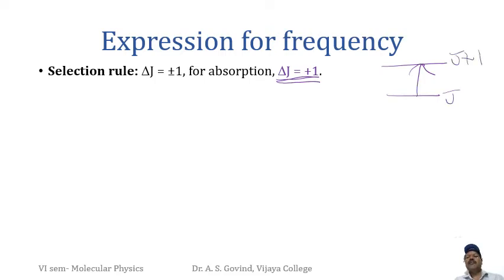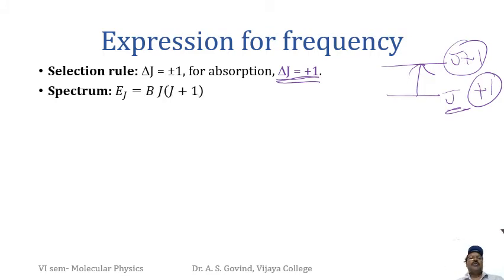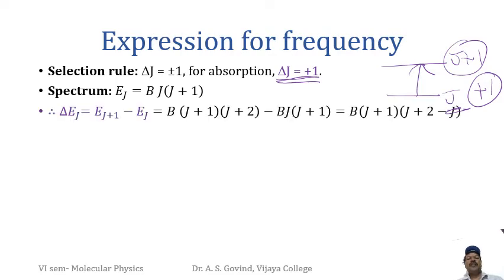So this is the final value and this is the initial value. J plus 1 minus J is therefore plus 1. So delta J is therefore plus 1 for absorption. So we will remember that EJ is BJ into J plus 1. Energy of J plus 1 minus energy of J, that is what we want as the difference here.